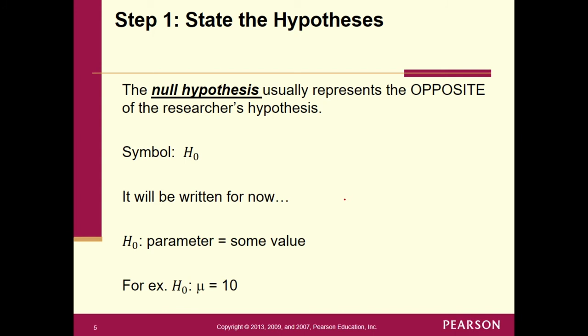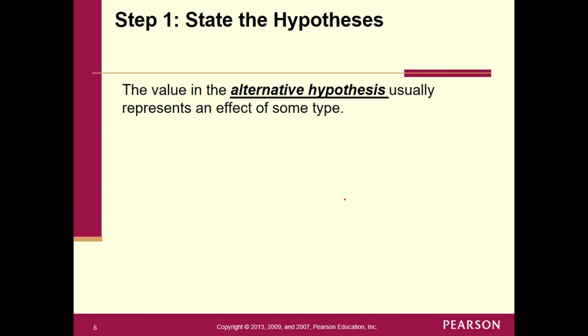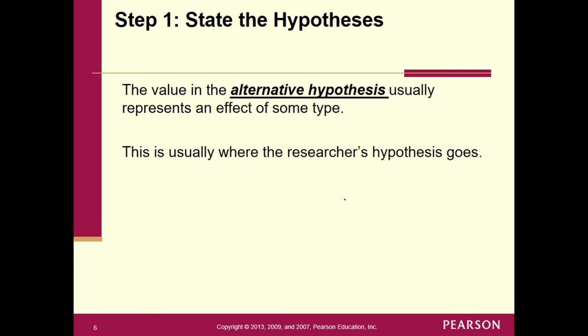How about the alternative hypothesis? The alternative usually represents an effect of some type. That's why it's usually the researcher's hypothesis. It's testing for some sort of effect. This is usually where the researcher's hypothesis goes, right? And there's 2 symbols that you could possibly use. We're going to use H sub A for this course because that's what the book uses. But if you ever see H sub 1 in another course, okay, they're talking about the alternative hypothesis.